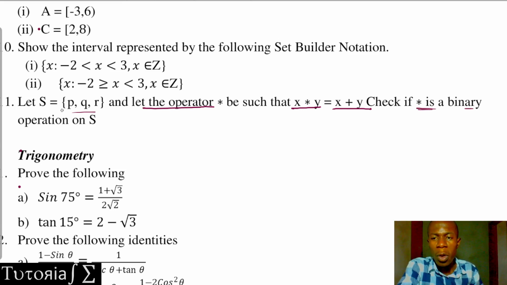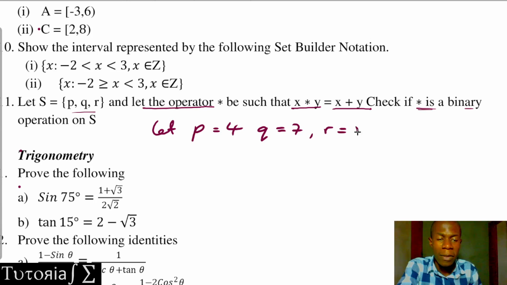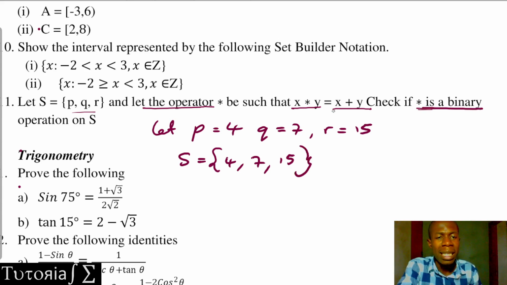Okay, so first of all, we have variables here which are constant, like p, q, and r. So what we're going to do is let p equal any number of our choice, maybe 4, and q maybe, let's say 7, and r maybe 15. Meaning that the set S will have elements 4, 7, 15.